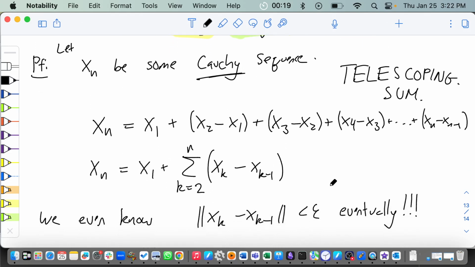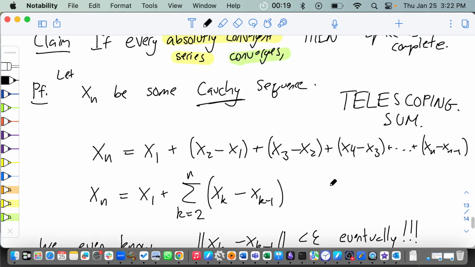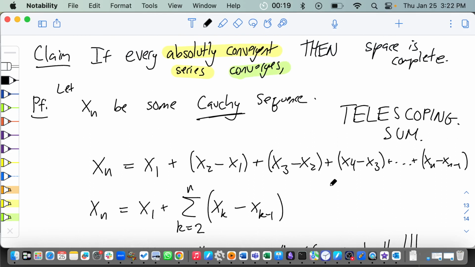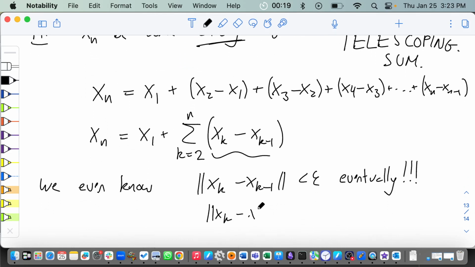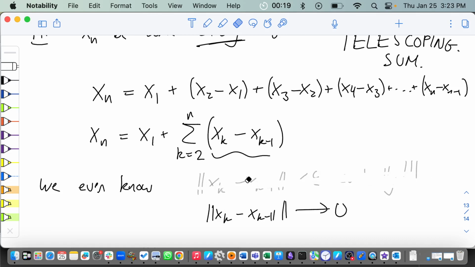We got these things are small, but here is the problem. They are not small enough because we need the sequence to use the hypothesis of the problem. We need the sequence to be absolutely convergent, right? So it's not enough that these terms are less than epsilon. Basically, what I've pointed out for you is that the norm of x_k minus x_{k-1} is going to 0. Is that good enough for it to be absolutely convergent? No, it's not. Right? Because it could go down to 0, but not be summable.